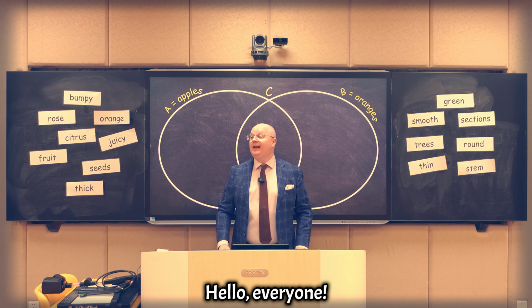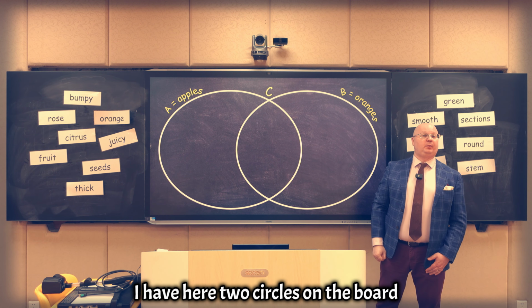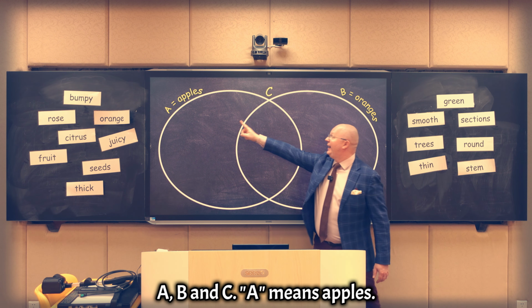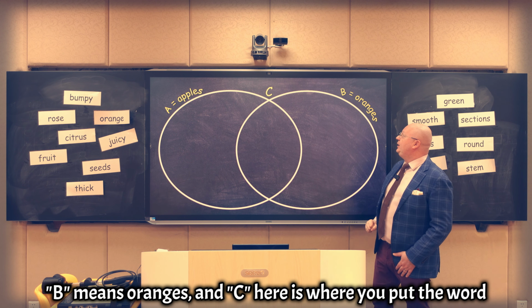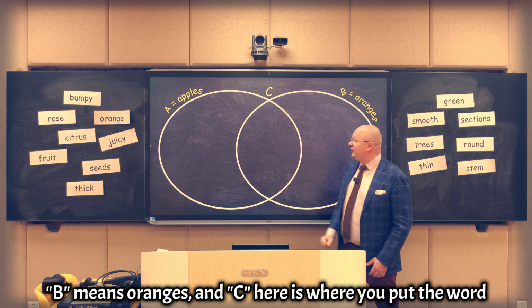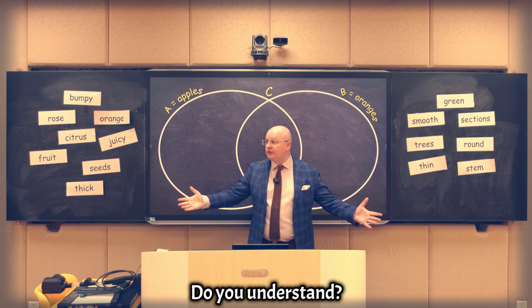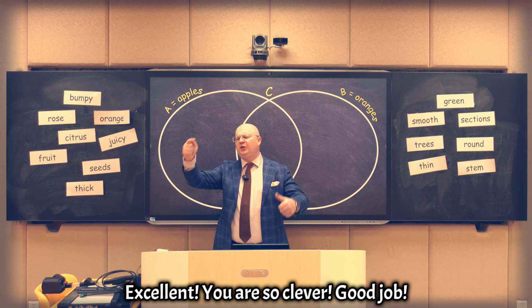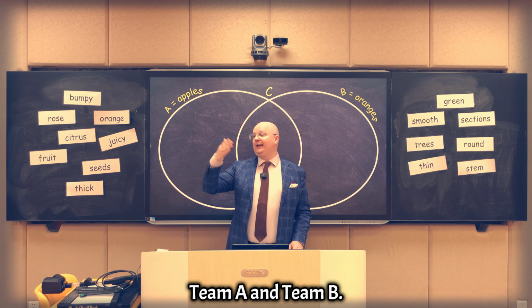Hello everyone, let's play two circles. I have here two circles on the board and three categories, A, B, and C. A means apples, B means oranges, and C here is where you put the word that applies to both apples and oranges. Do you understand? Do you understand, everyone? Excellent, you are so clever. Good job. We have two teams, Team A and Team B.